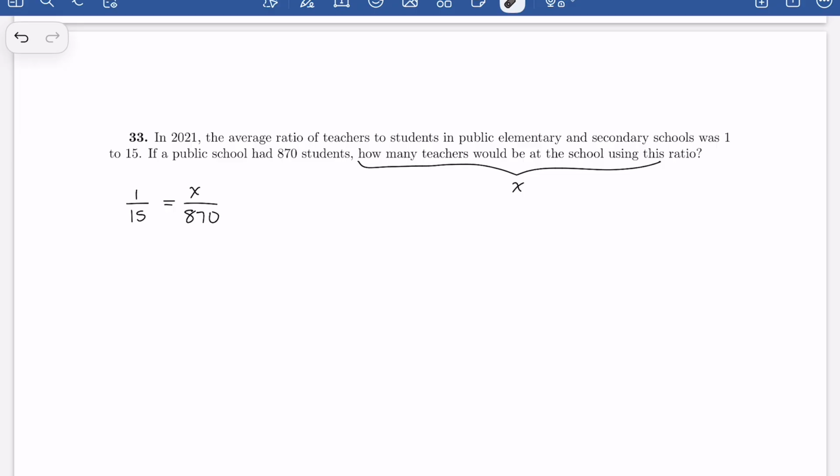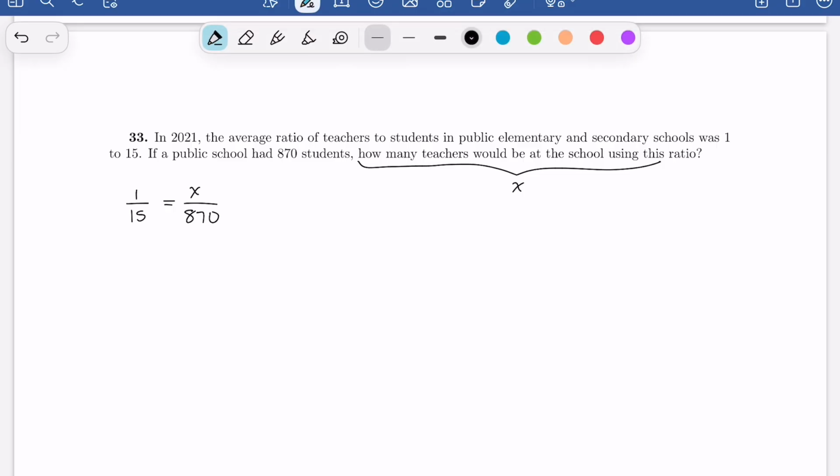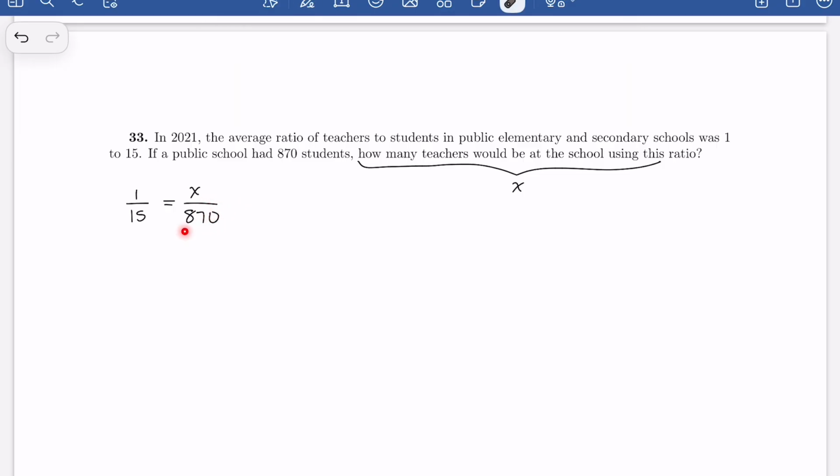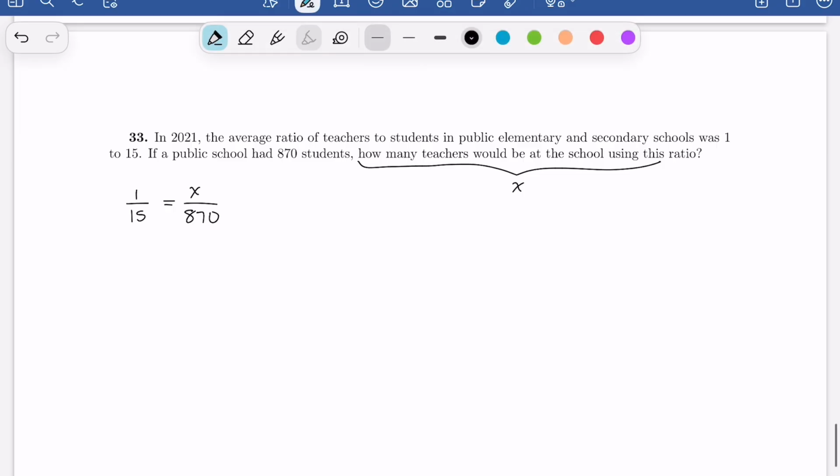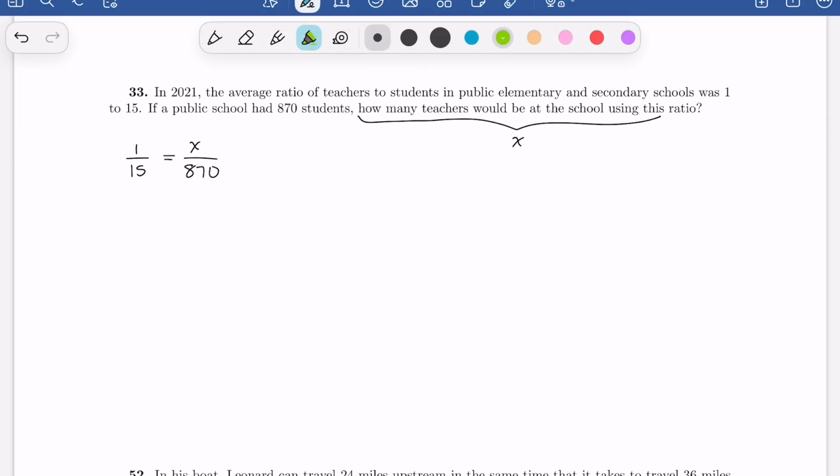Now, there's a couple different ways that we can do so. We can multiply both sides of our equation by 870, see if it'll take out this 15, see if 15 or 870 is divisible by 15. The simplest way, though, would be to actually cross multiply. What we're going to do is multiply across our equal sign. So 15 times x and 870 times 1. Doing that, we're going to end up with 15x is equal to 870.